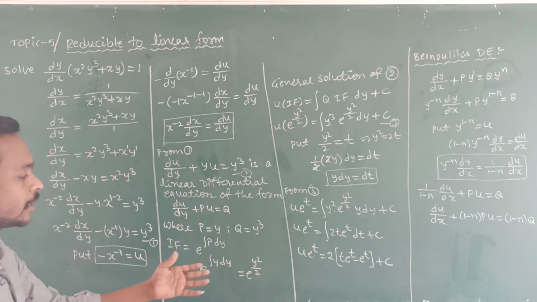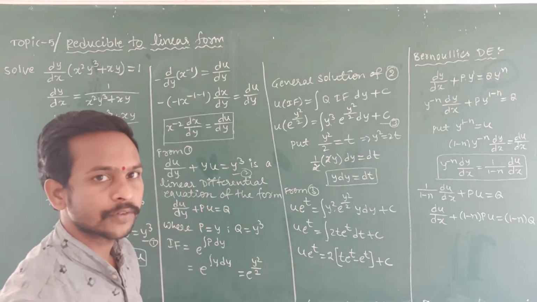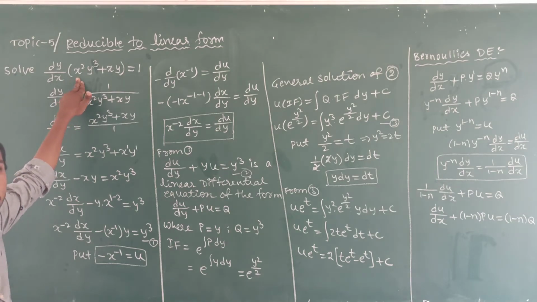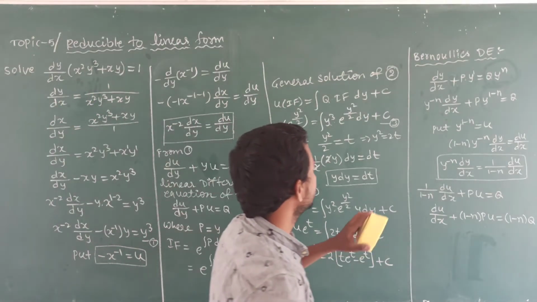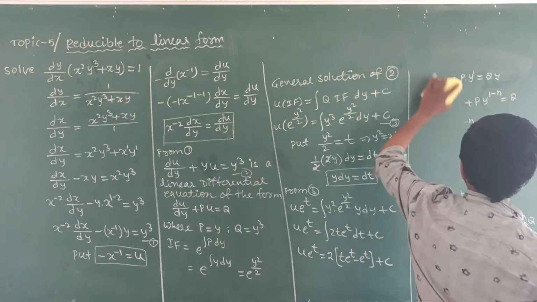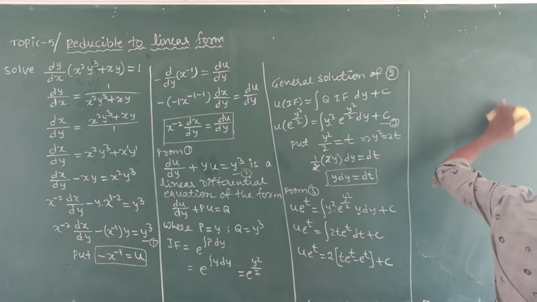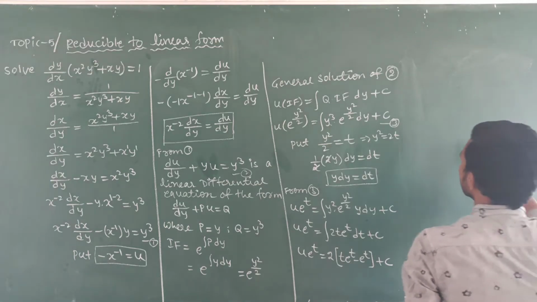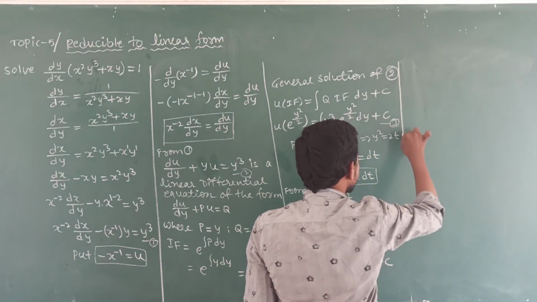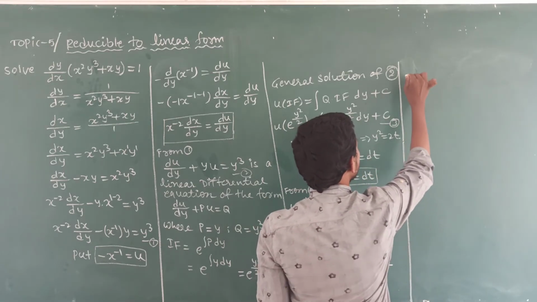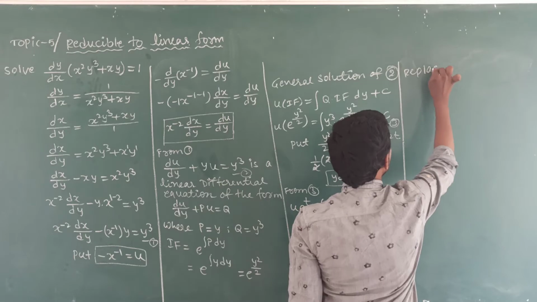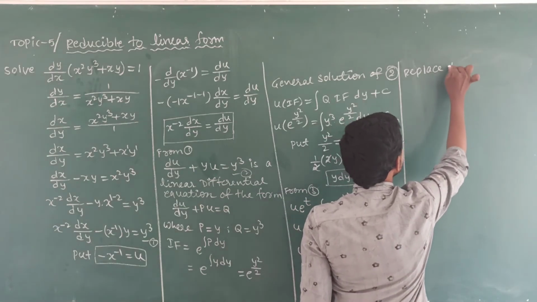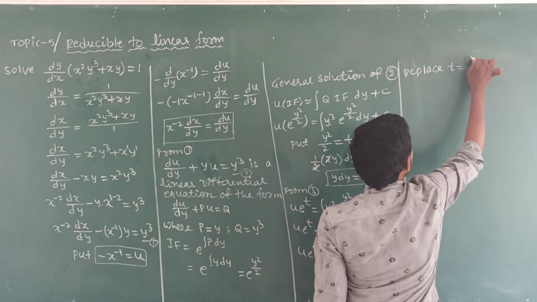Now this is actually the general solution of the given differential equation, but we have to replace all the terms, then you have to bring that answer in the form of x and y. That will be the general solution. Okay. Now replace. First, what do we have to replace? We have to replace t in place of y square by 2. Replace t is equal to y square by 2.